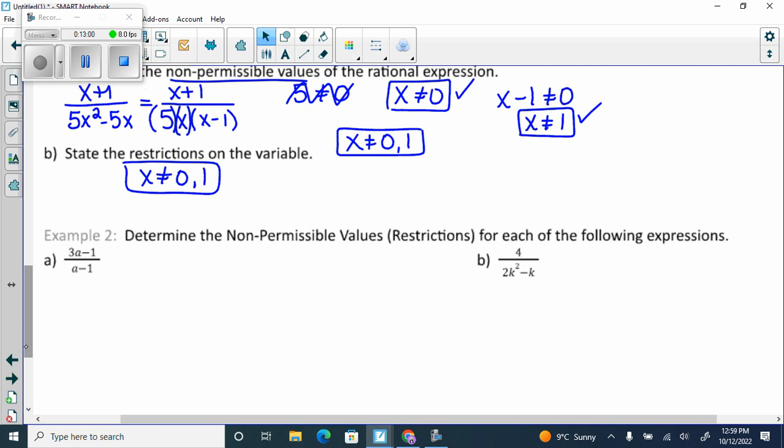So here we're going to go down to these ones. It says, determine the non-permissible values or restrictions for each of the following expressions. So I have 3a minus 1 over a minus 1. Do I care what's in the top if I'm only asking for restrictions? No, I only care about the bottom. Before I go to do my restrictions, I always check my denominator. Can I factor it, which is the difference of squares, or can I take out a GCF? Can I do either of those things to this denominator? No, there's nothing I can do.